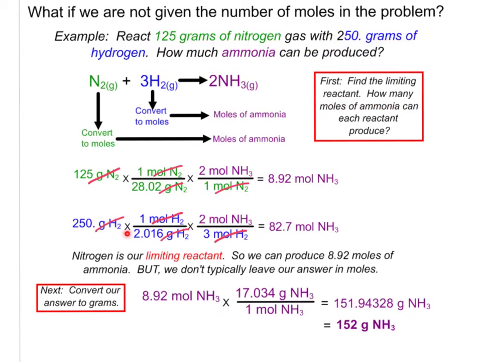So which one's our limiting reactant? Nitrogen is our limiting reactant because it is going to run out first. It doesn't produce very much. So we can produce 8.92 moles of ammonia using the nitrogen.